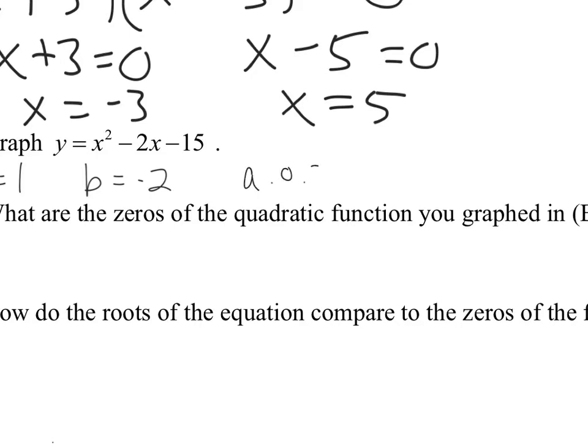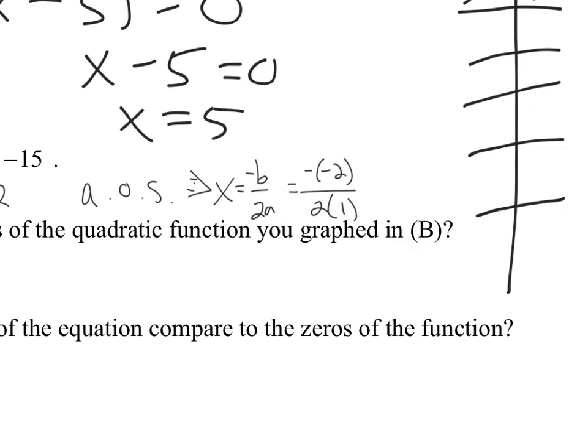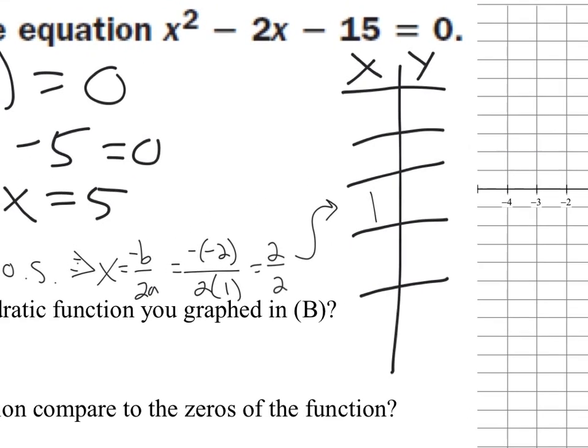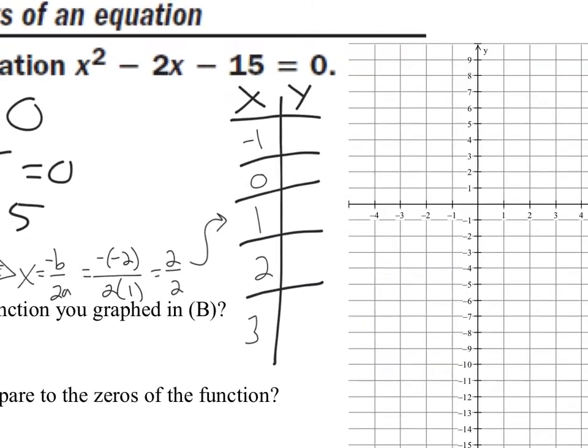I'll mark that down here. The axis of symmetry is x equals negative b over 2a, which is negative negative 2, divided by 2 times 1. If I work that out, negative negative 2 is 2, 2 times 1 is 2. That means that 1, because 2 over 2 is 1, goes in the middle of my table. All right, count backwards, 0, negative 1, count forward, 2 and 3.